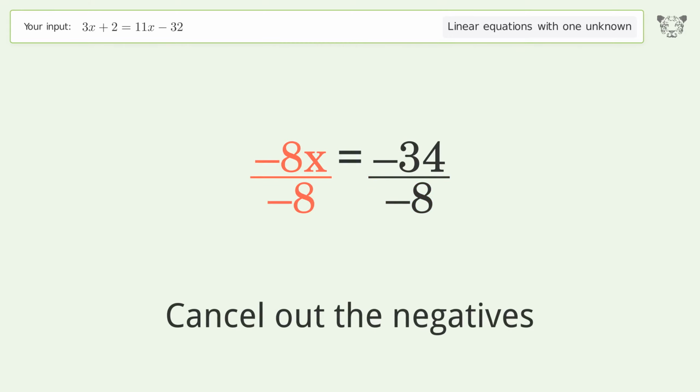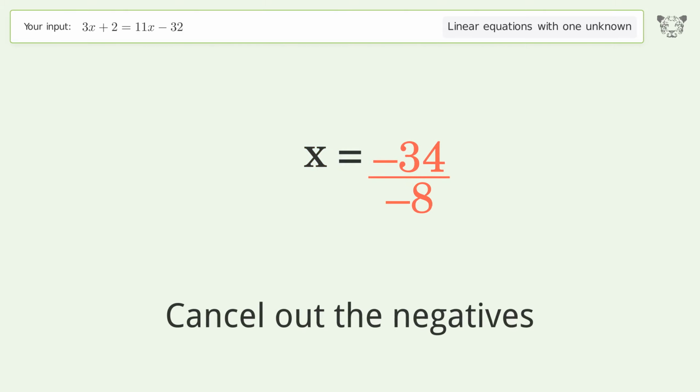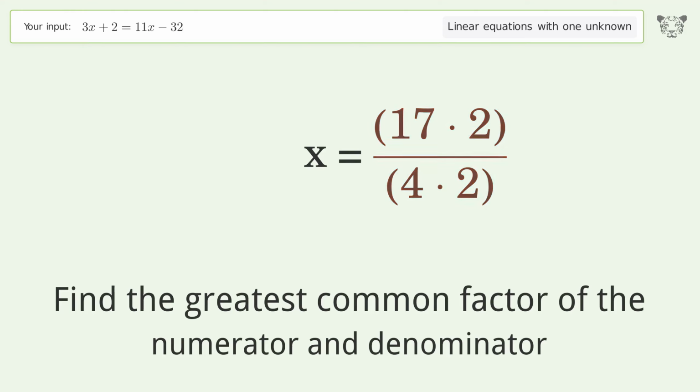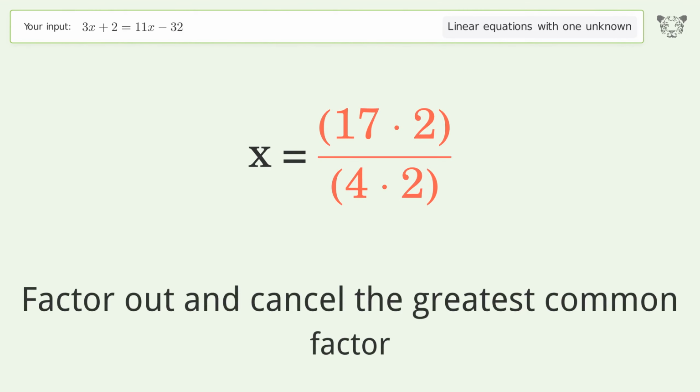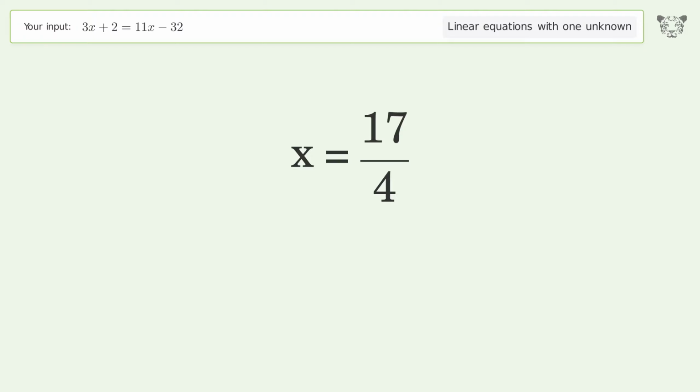Cancel out the negatives. Simplify the fraction. Cancel out the negatives. Find the greatest common factor of the numerator and denominator. Factor out and cancel the greatest common factor. And so the final result is x equals 17/4.